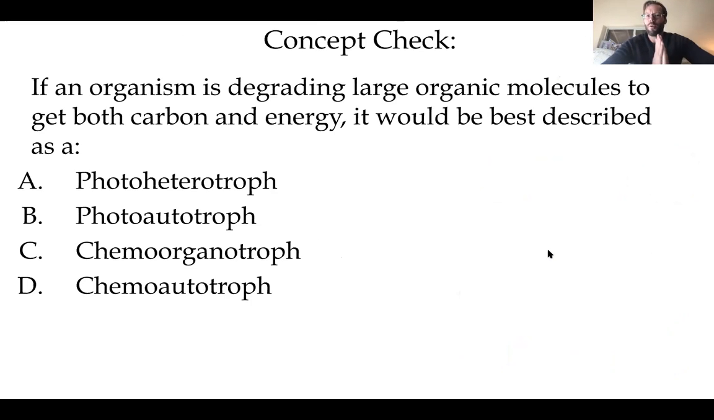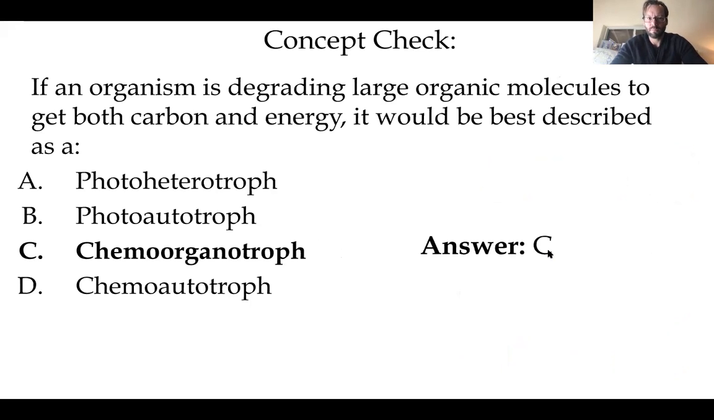Concept check. If an organism is degrading large organic molecules to get its carbon and energy, which one of these things would it be? C. Exactly. So photoheterotroph. Photo means it's getting energy from the sun. So that immediately gets rid of A and B. And D, chemo, okay, well, that means it's chemically derived. It's not derived from the sun, but it's an autotroph. So it's not going to be degrading other things. It's going to be getting it from carbon dioxide, like we said. So the only one that really fits here is the chemoorganotroph. Good.